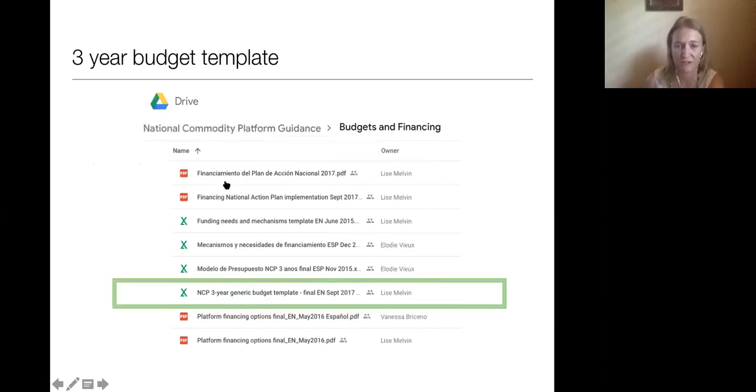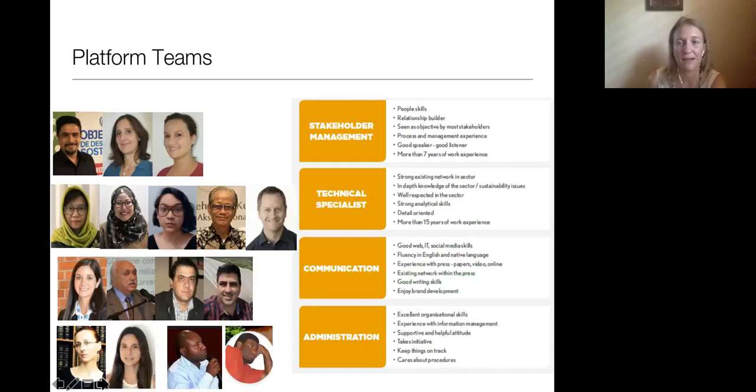You'll see here there are lots of other pieces of guidance, like how to finance the implementation of your action plan, how to look at your funding needs and potential mechanisms, and also how you might finance the actual operations of a platform as you go through, beyond the donor funding. And these are there in Spanish as well. Then in terms of platform teams, you can see this is the Paraguay team here, the Indonesia team, which I know has grown, but I haven't updated the list of everybody's pictures yet. This is the Papua New Guinea team here, Costa Rica team, and Peru team.